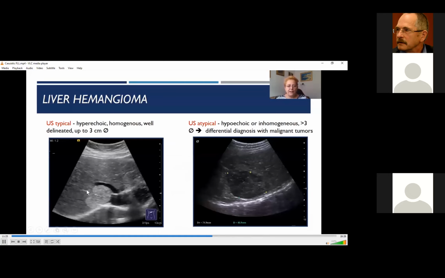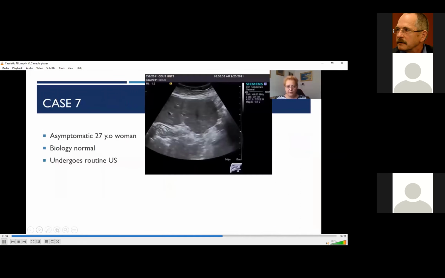The typical ultrasound aspect of hemangioma is, like you see here, of a hyperechoic, homogeneous, well-delineated lesion up to 3 centimeters in diameter, as you saw in our patient. But hemangioma can have an atypical aspect, like you see here, of hypoechoic inhomogeneous lesions larger than 3 centimeters. And here you must perform a contrast-enhanced imaging method for the differential diagnosis with malignant tumors.